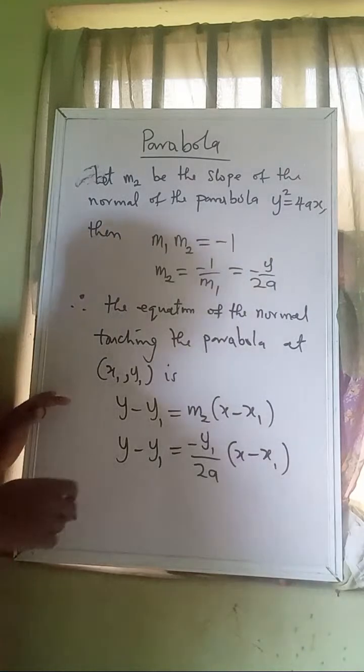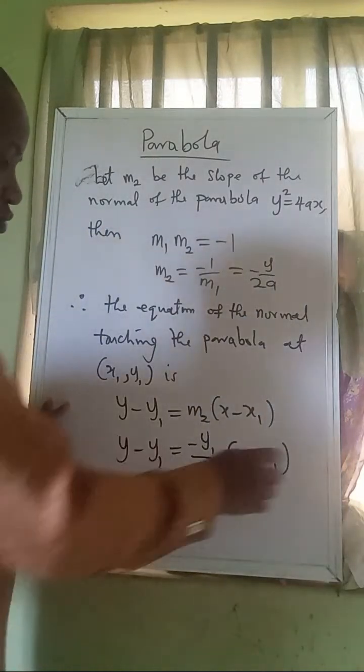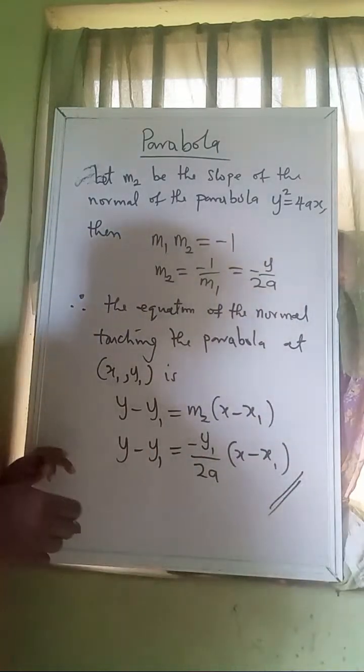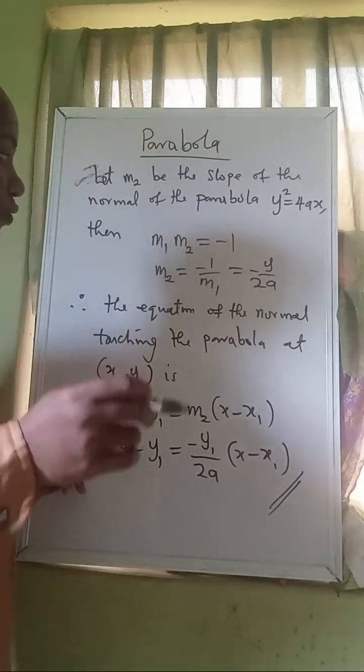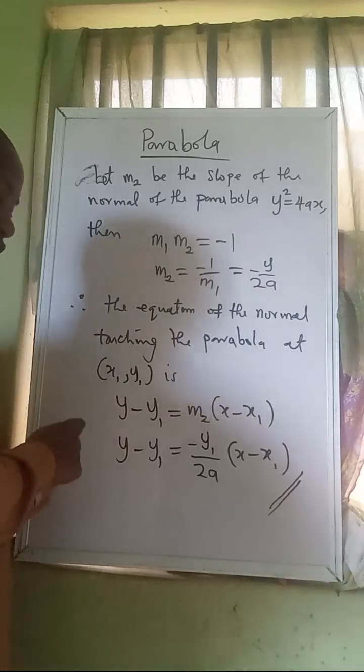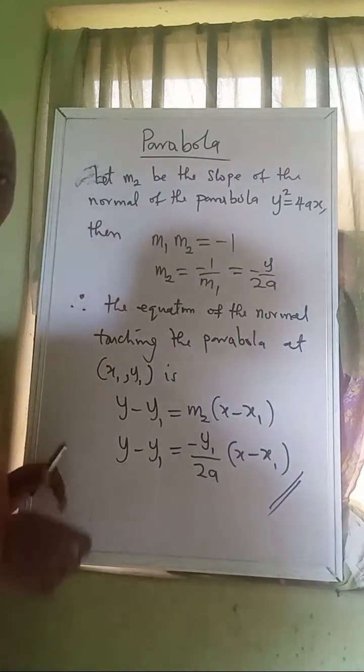Okay, so this equation is the equation of the normal to the parabola y squared equal to 4ax. Okay, so you should note this.